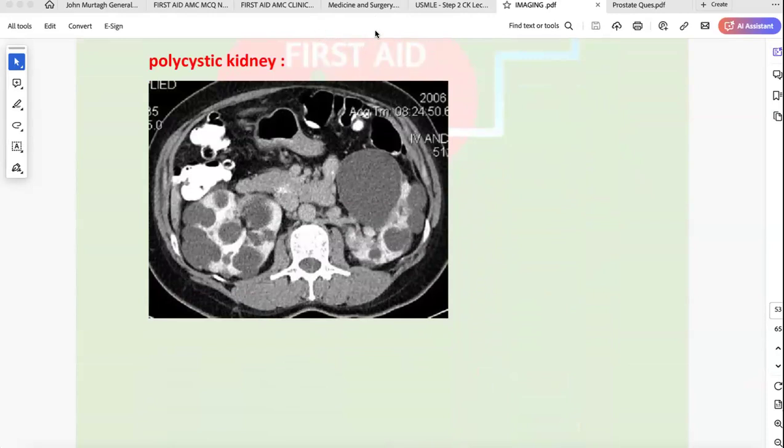If you look over, this is polycystic kidney disease. Polycystic kidney disease is easy to understand. On the kidney, you will see multiple cysts. Most of the time, it will be bilateral. So when you see bilateral cystic lesions on the kidney, that's polycystic kidney disease. Many times, a patient who gets polycystic kidney disease can also get polycystic liver disease.